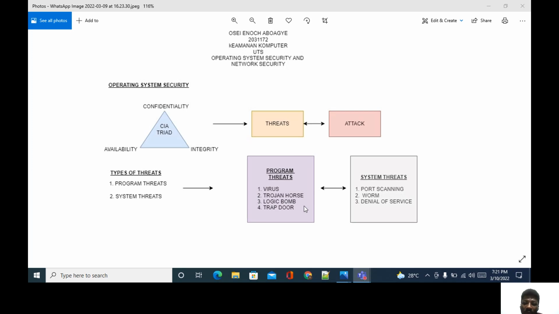Now let's move on to look at system threats. The system threats that we have here are port scanning, worms, and denial of service.